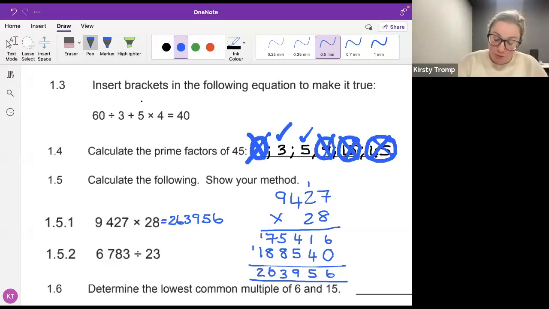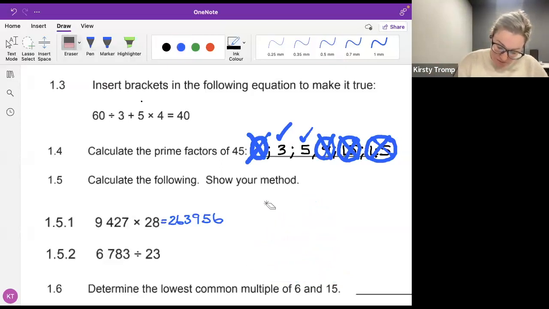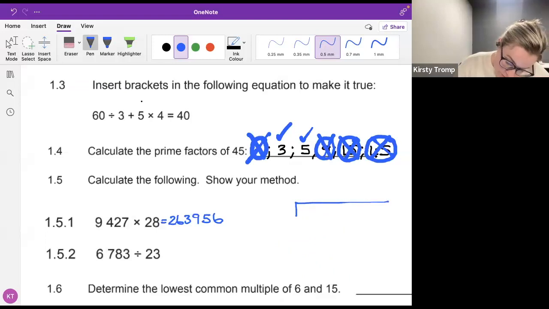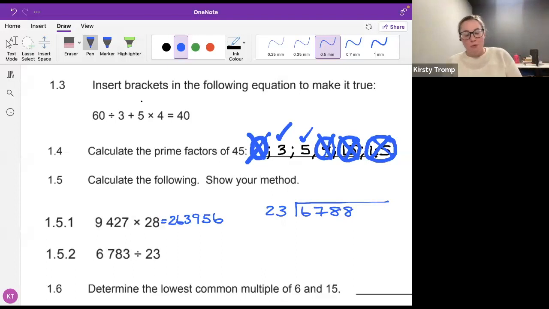Okay, so hopefully you've got a screenshot of that. My last one that I've got here is the division. So I like to do long division. It's my favorite way of doing it. So I put my long division sign. I've got 6783 underneath the long division, right? And I like to do what I call daddy, mommy, sister, brother.